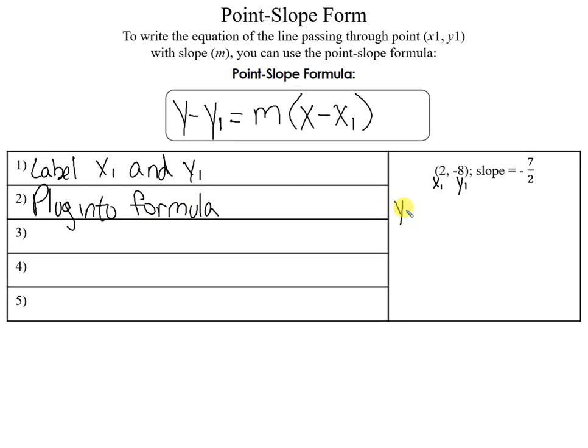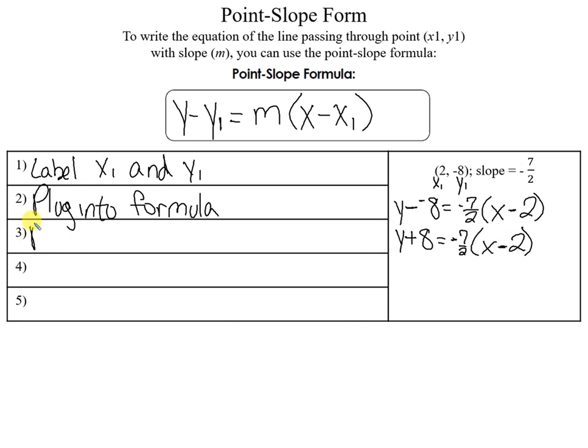So I have y minus my y1 number, which is -8, equals my slope, which is -7/2, parentheses x, minus x1, which is 2. Remember, a huge mistake that we made on Friday was when we subtracted by a negative, we forgot that that is really adding. So I'm going to go ahead and rewrite that just so we don't make that same mistake.